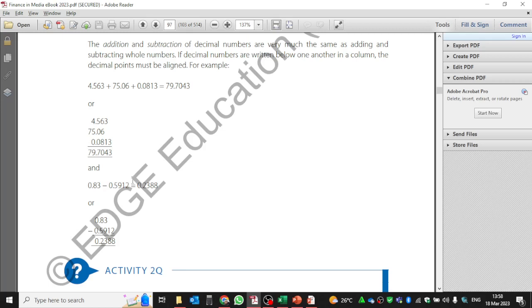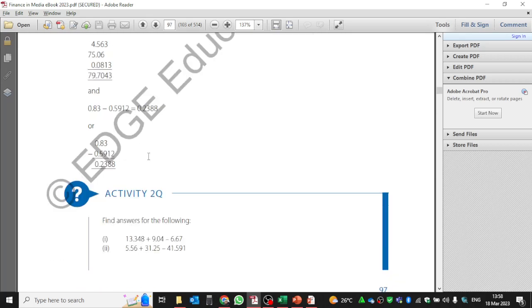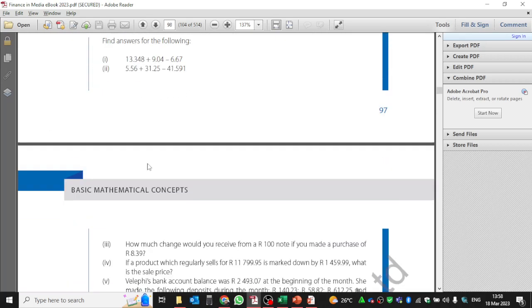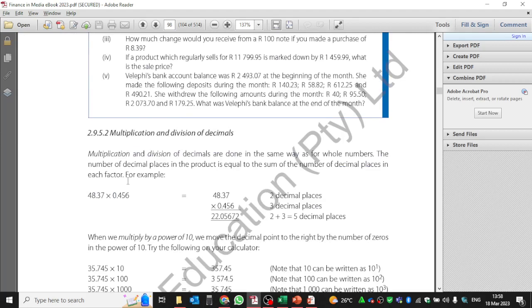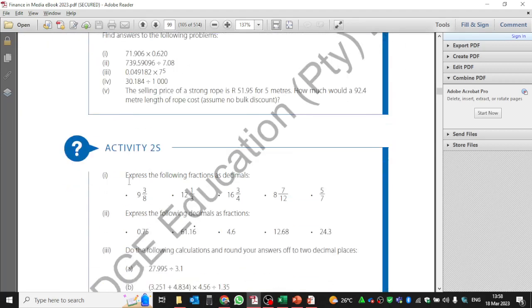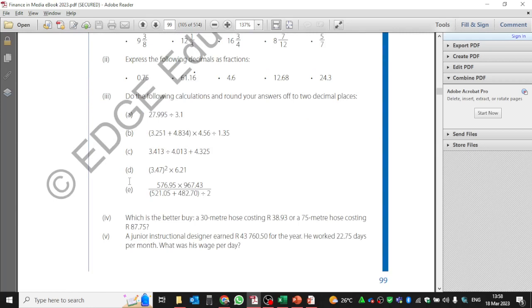So please just work on those and also perform activity 2Q just to test your understanding in terms of the addition and subtraction, and then you'll be able to see if you have achieved the outcome of being able to add and subtract decimals. And I believe that will be the end of our lesson. So please take a look at our next lesson, which is lesson 9, where we're going to be doing mostly revision, and lesson 10, revision of what you'll be writing in your assessment. And then after that we're going to start with lesson 11, 12, 13 and continue going forward.